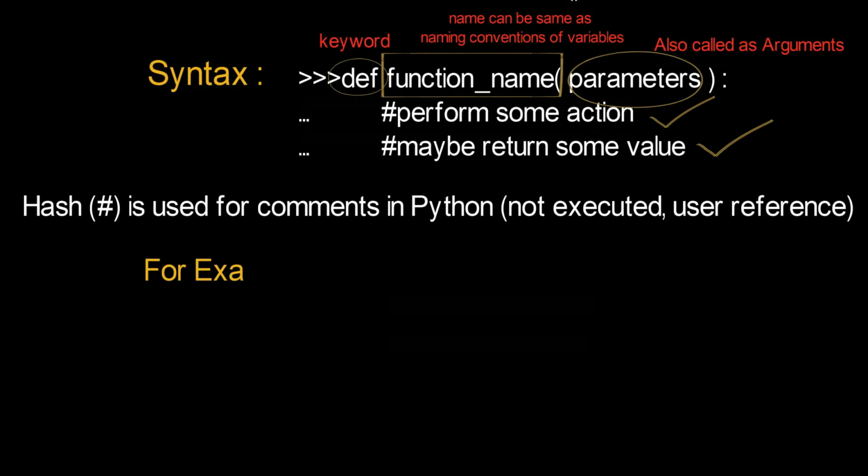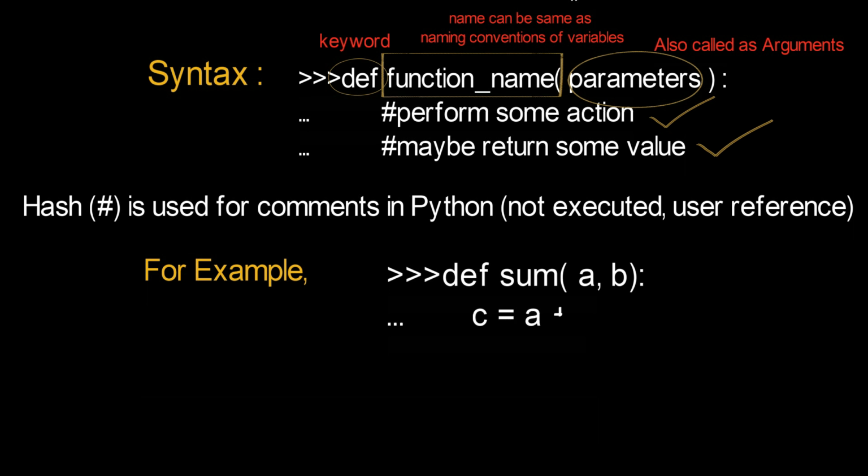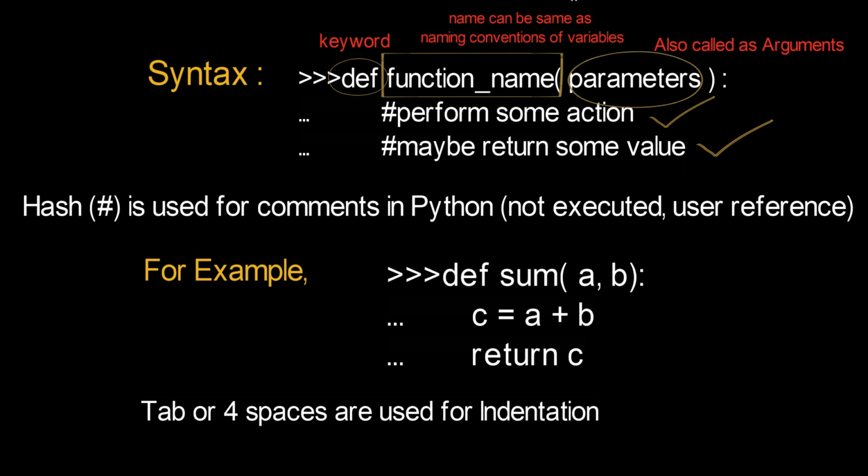For example, let's create a function to add two numbers. Def space sum bracket, we have a and b as the arguments, then the colon. The action that needs to be performed is we take a variable c equals a plus b and then return c. We can either give a tab or 4 spaces after defining the colon in the next line. This is to understand that this code lies inside the function, since Python doesn't have curly braces like other languages. This is known as indentation in Python.